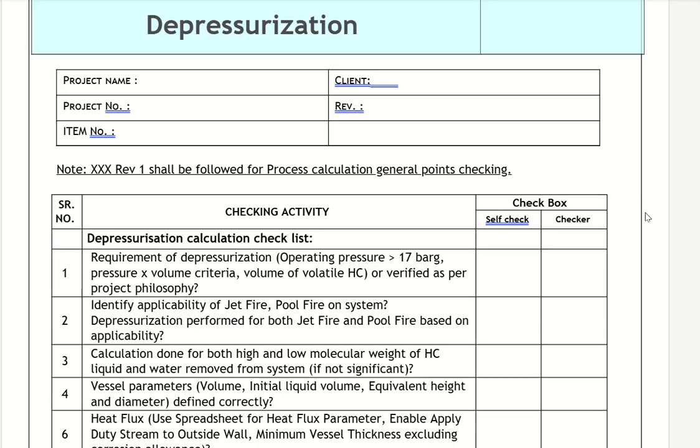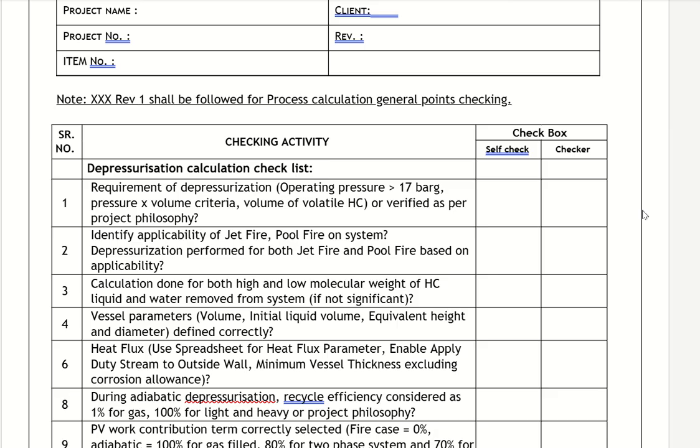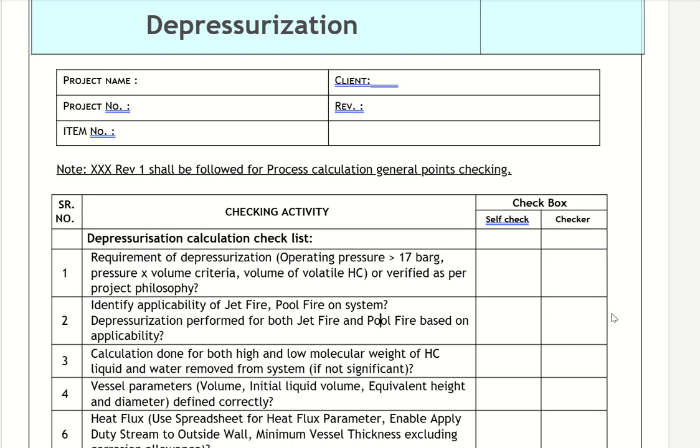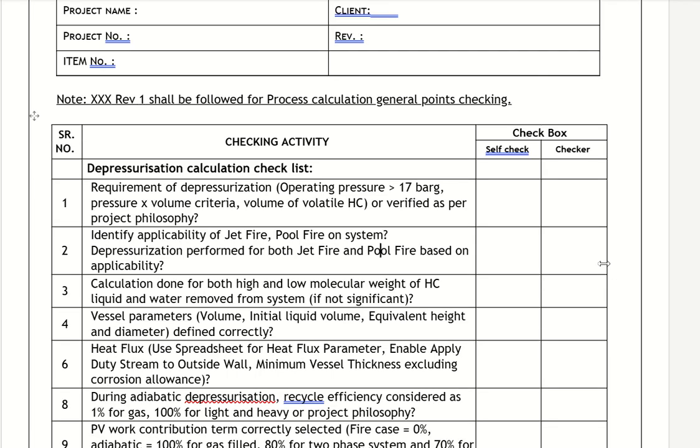And as you can see, I've got a template for this checklist, and let's go through this quickly and understand what are the key points for the depressurization calculations. So number one is the requirement of depressurization. This means that operating pressure should be greater than 17 bar gauge pressure into volume criteria and volume of the volatile hydrocarbons, and this should also be verified with the project philosophy. This is also given in your Shell DEP about these criteria.